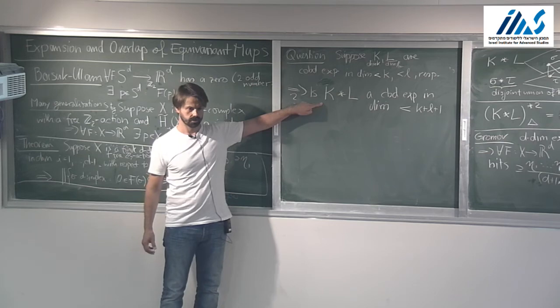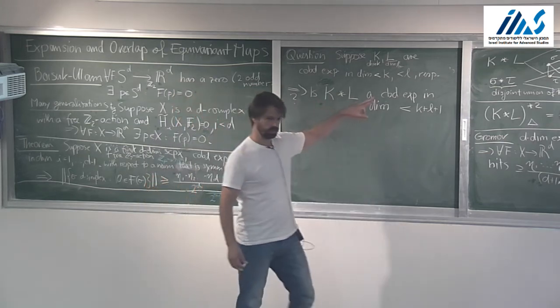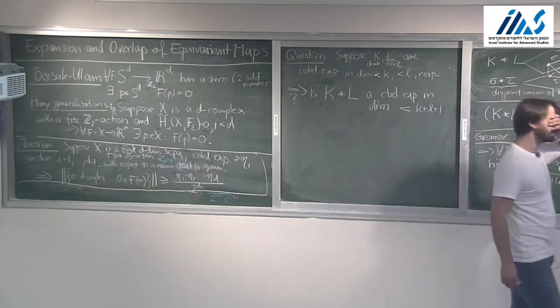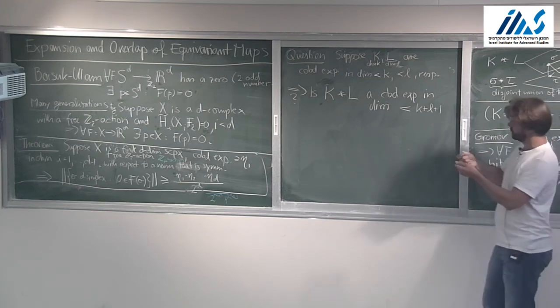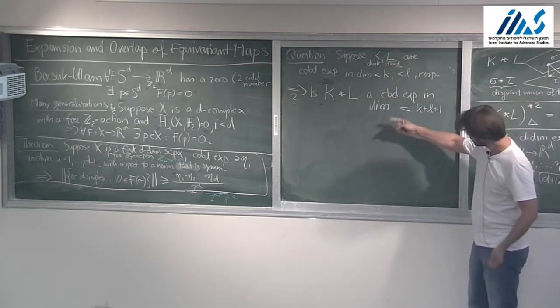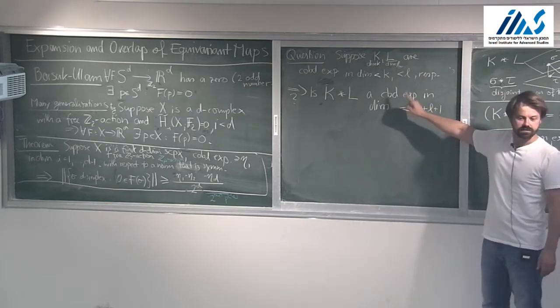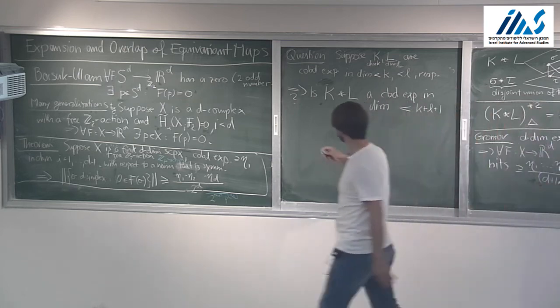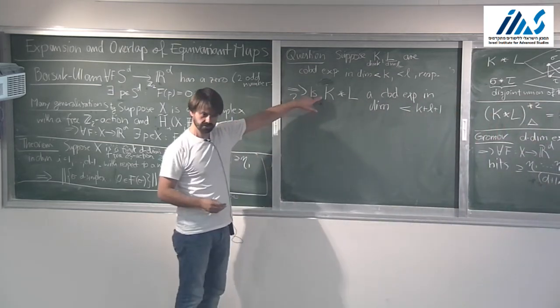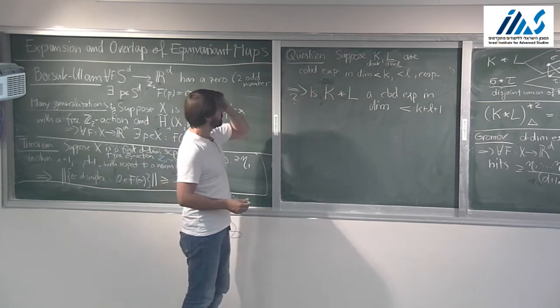Is the link the join of the links? Is the link of a face, you mean? Yeah. So, yes, spectrally this is not a problem. You can even, okay, I'll say something about that in a minute. But here I really mean over F2.